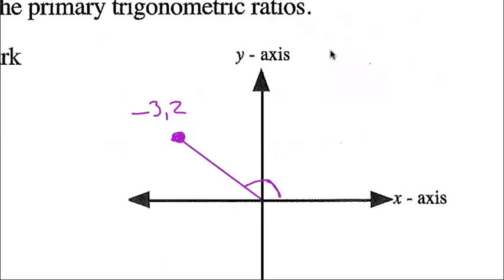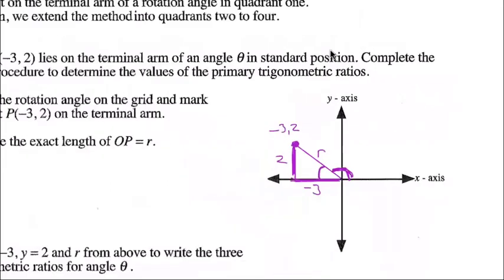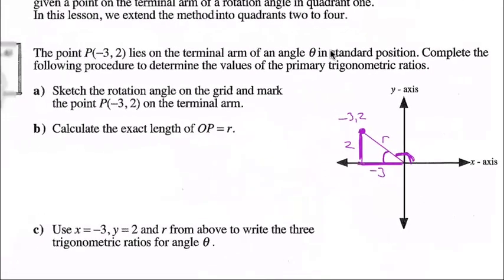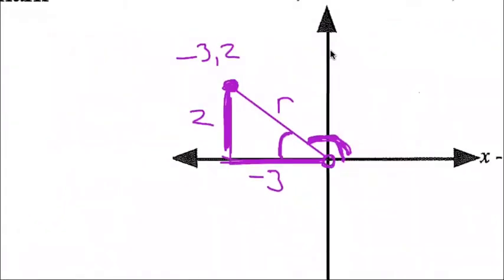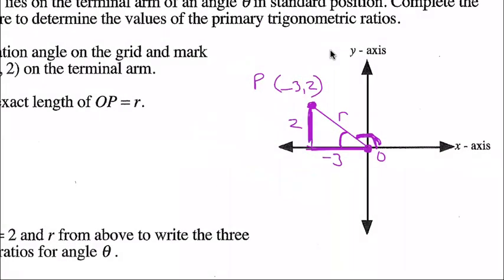This would be my rotation angle. This is theta, my reference angle. I could draw my Pythagorean triangle right here. This would be 2, this would be -3. I don't know what r is yet. Sketch the rotation angle on the grid and mark the point P(-3, 2) on the terminal arm, which we did. Calculate the exact length of OP. So this is origin, O to P, which is our point here. Calculate the exact value of OP, which is r.